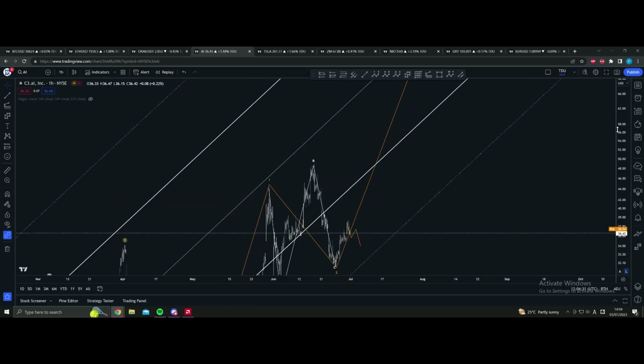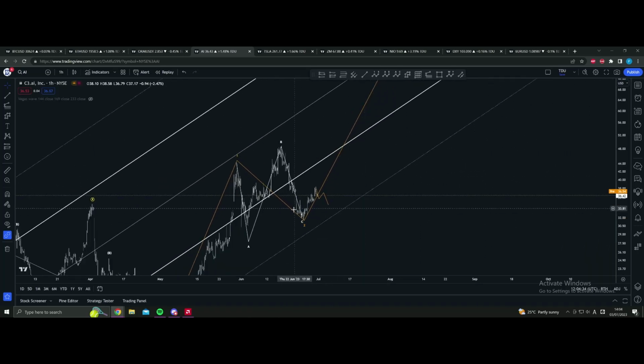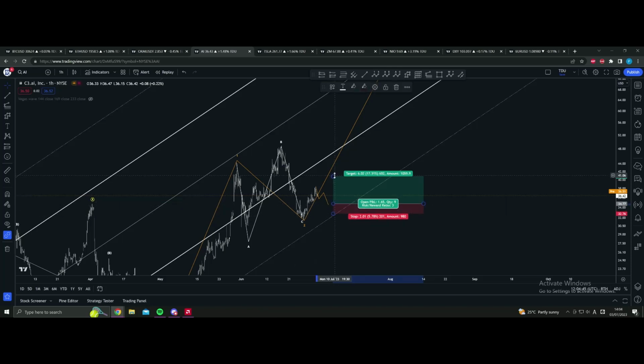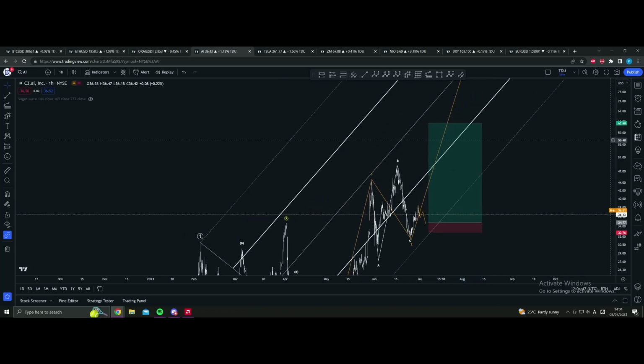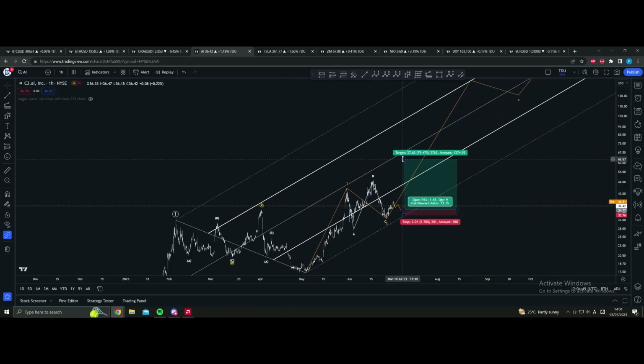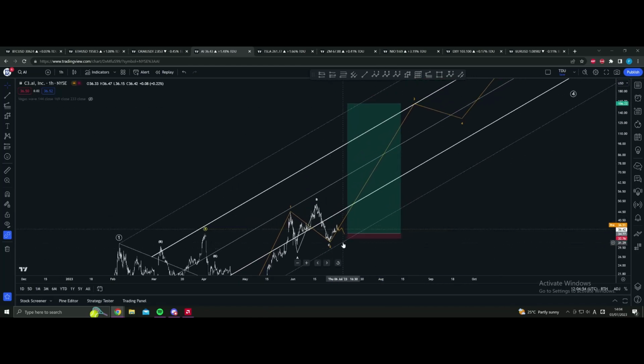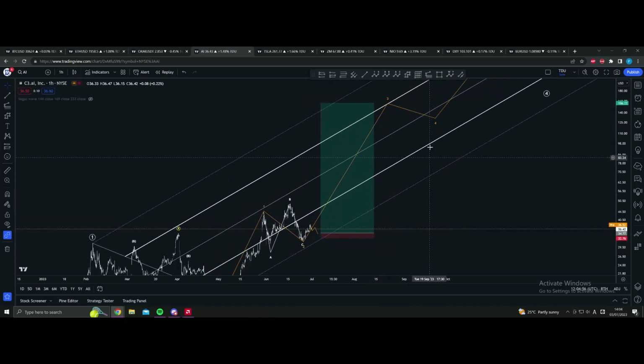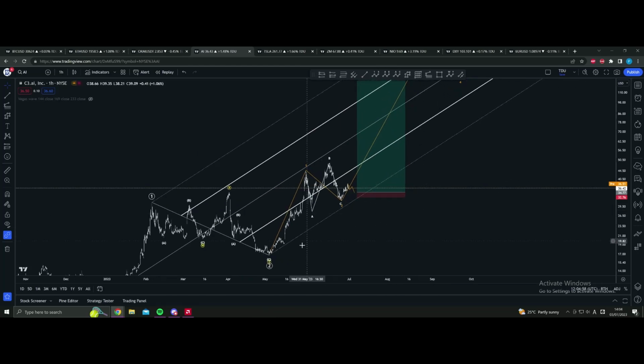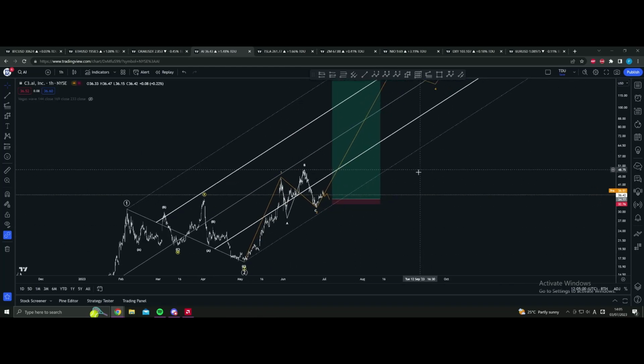and off we go. If you long this, of course, you should know that you should do something like that, right? And that's a huge risk to reward ratio. Of course, it's not gonna go immediately like this. It's gonna take time, but we're still in the pitchfork. That's good. As long as it stays in the pitchfork, it's amazing.